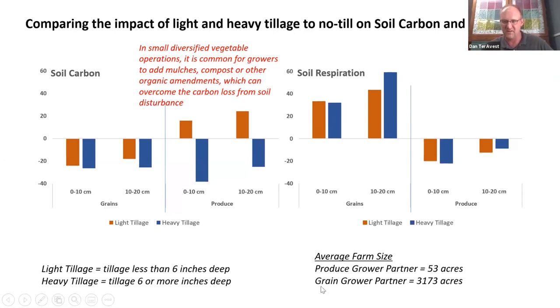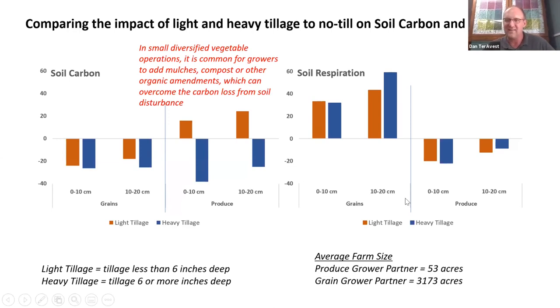If you look down here, I've got it buried at the bottom. The average grower partner that we worked with had 53 acres, and over 50% of the grower partners in produce had less than 5 acres, right? So they had the ability and the scale to add a lot of amendments. Our average grain grower was over 3,100 acres, right? So they do not have the capacity to add a lot of organic materials back to the soil. It's just a scale issue, right?